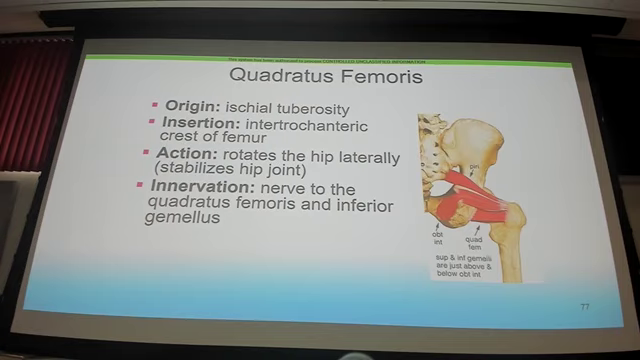And it helps to rotate the hip laterally. It doesn't have a lot to do with abduction, and partially that's because it's not inserting up high, it's actually inserting down lower between these two trochanters. So it doesn't give it the great ability to help abduct. It's kind of an angle, a measurement angle thing of how you use it. And it's nerve to quadratus femoris and inferior gemellus.